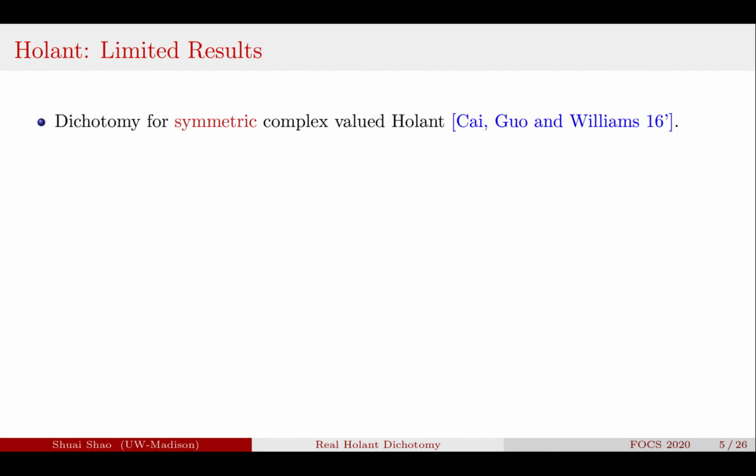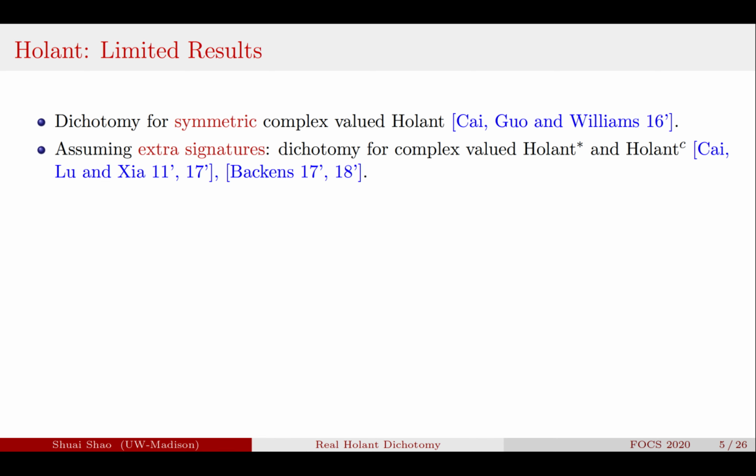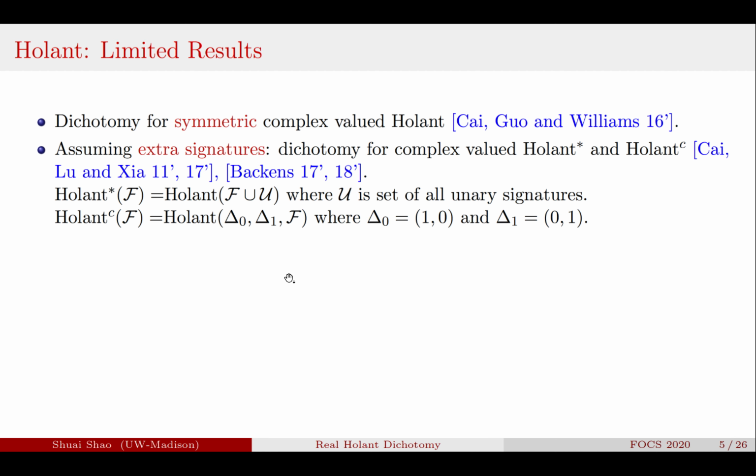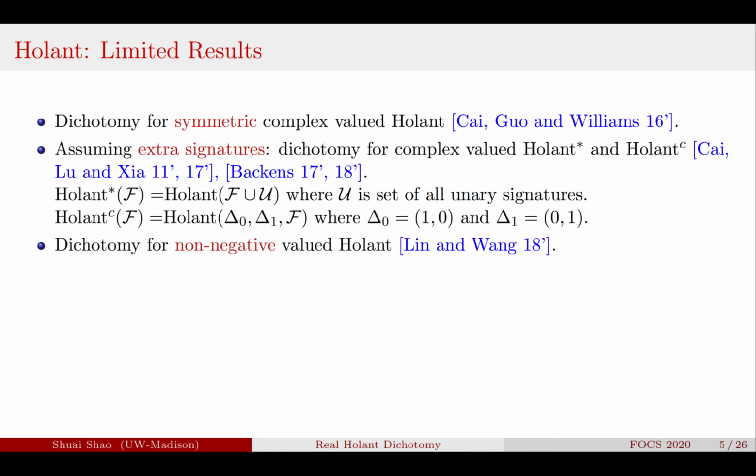First, a dichotomy was proved for complex valued Holant problems when all signatures are symmetric. Well, we say a signature is symmetric if its value only depends on the Hamming weight of the input. By assuming some actual signatures, dichotomies were proved for some complex valued Holant problems, such as Holant star problems and Holant C problems. These are Holant problems by assuming some actual unary signatures are available. Without assuming any actual signatures, a dichotomy was proved for non-negative valued Holant problems.